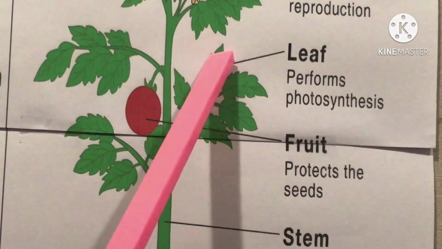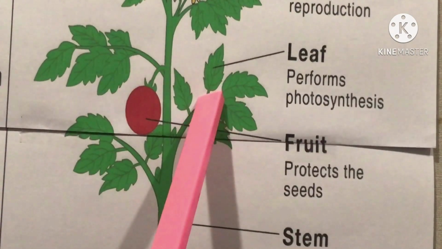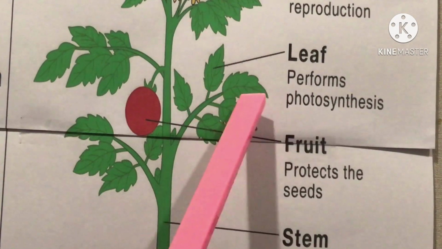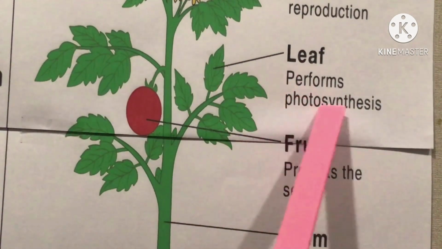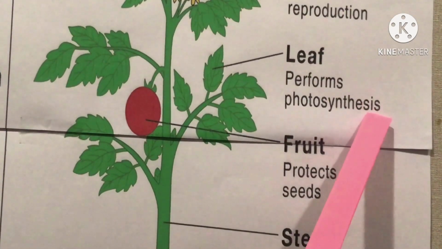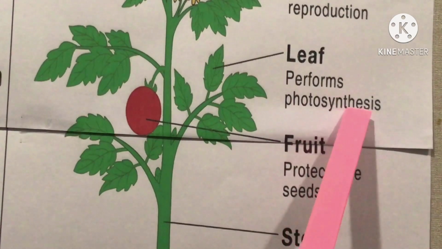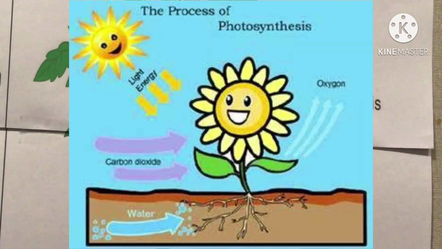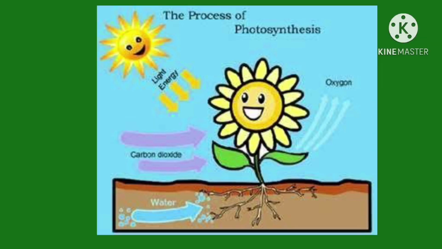Next, we have here the leaf or the leaves. The leaf will produce food through photosynthesis. Photosynthesis means it is the process by which plants make their own food.